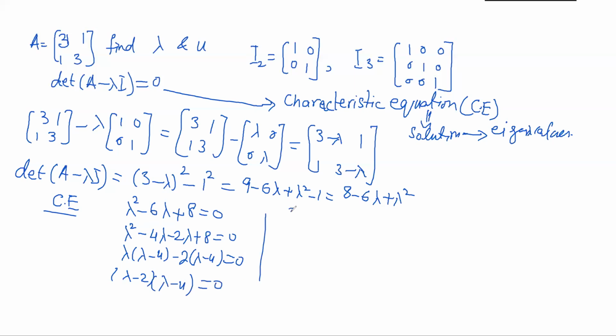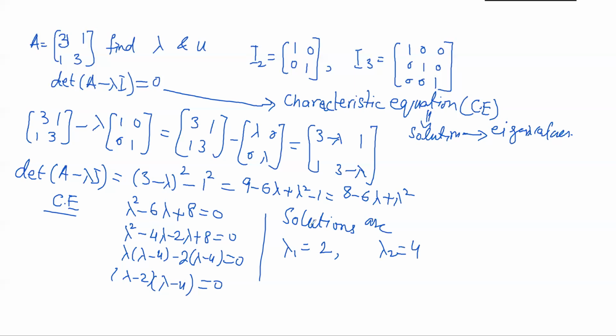So the solutions are lambda 1 is equal to 2 and lambda 2 is equal to 4, or you can even say lambda 1 is equal to 4, lambda 2 is equal to 2. Anyway, lambda 1 is equal to 2, lambda 2 is equal to 4. These are the corresponding eigenvalues.